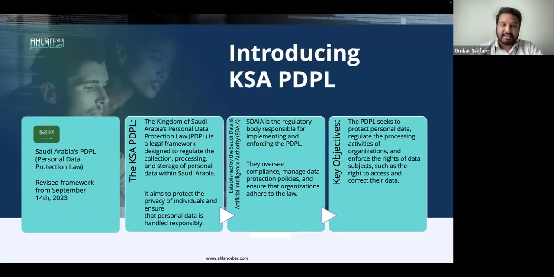A key player in enforcing and overseeing this law is the Saudi Data and Artificial Intelligence Authority, also known as SADAIA. They have been given specific mandates and responsibilities under the law to ensure that organizations meet legal compliance. They manage data protection policies, and SADAIA also supervises how personal data is processed and, at the end of the day, secured by all the organizations.